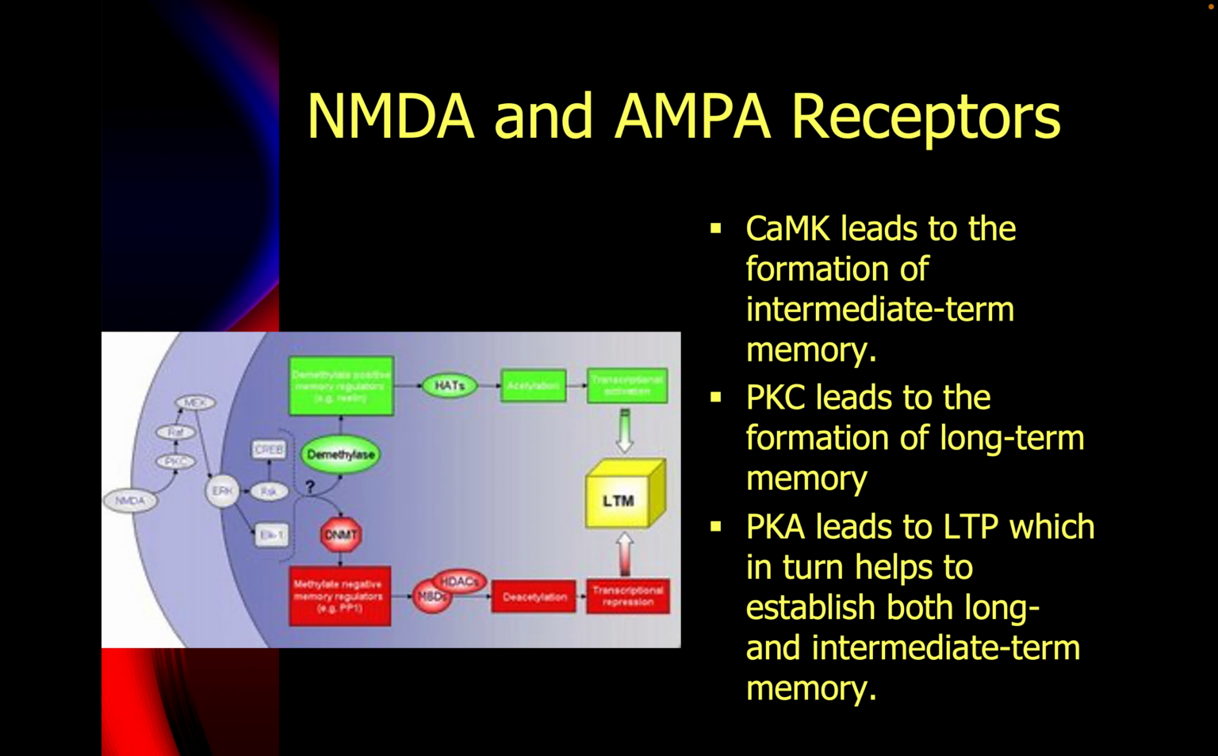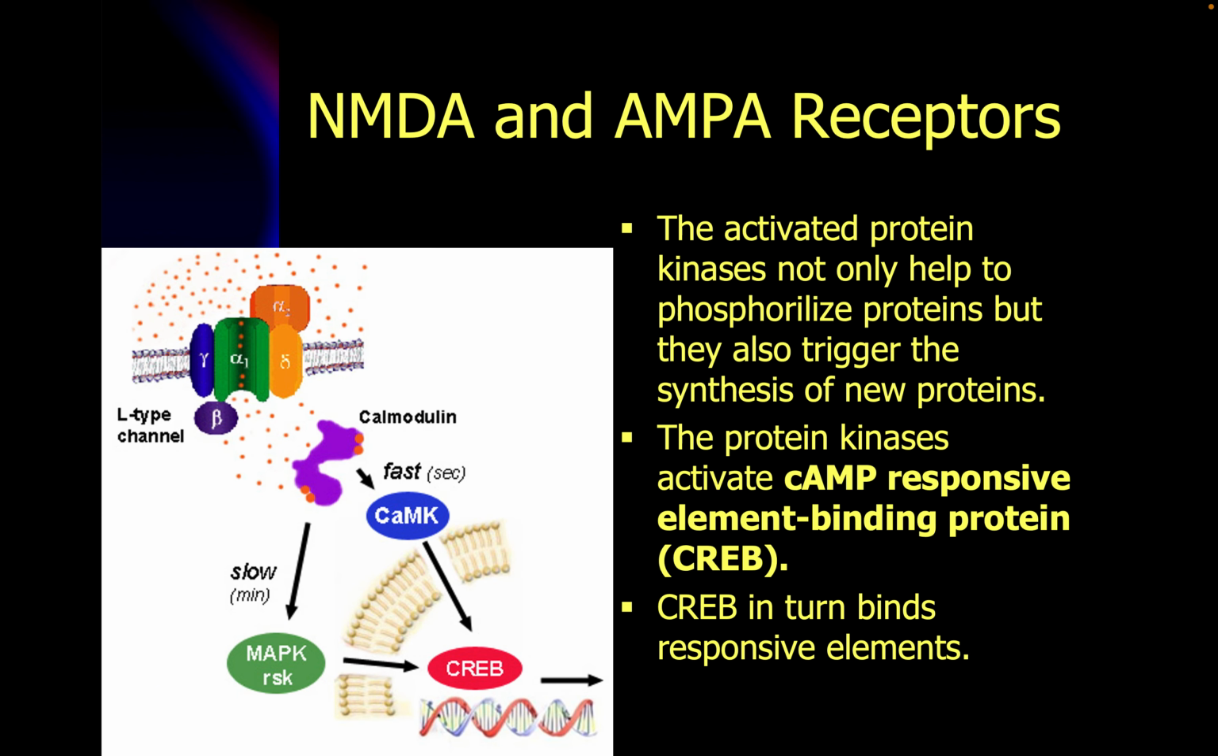Protein kinase C leads to the formation of long-term memory. Protein kinase A leads to long-term potentiation, which in turn helps to establish both long and intermediate term memories. These are enzymes that are helping you remember things.